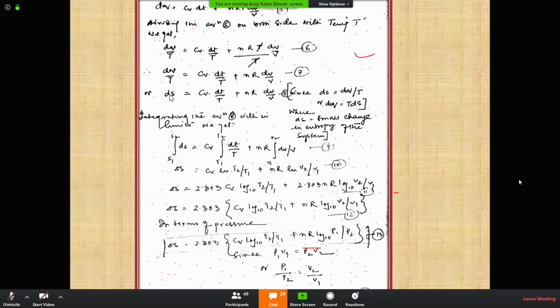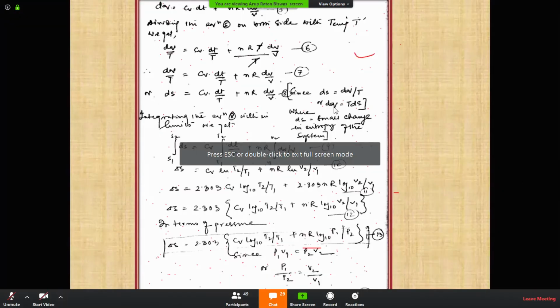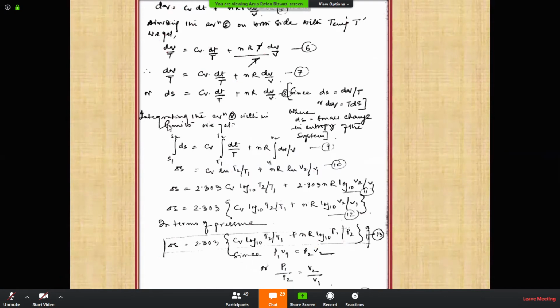Now I am bringing in the parameter dS. So dS equals Cv dT by T plus nR dV by V. Since dS equals dq by T, and dq equals TdS, now you are integrating within the limits. So you get delta S equals Cv ln T2 by T1 plus nR ln V2 by V1. This is the main equation, and the examiner can ask you for its derivation.